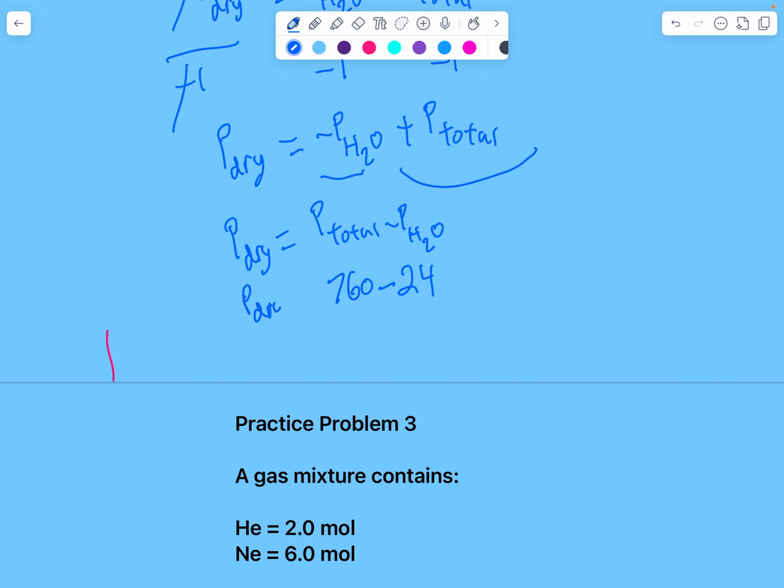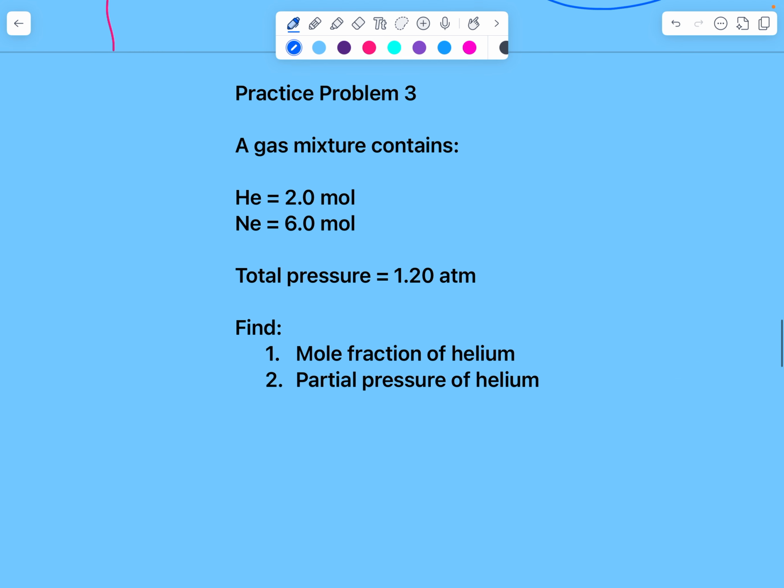So P dry equals 760 minus 24, which is 736 millimeters of mercury. Bam. Problem 3. A gas mixture contains helium, which is 2 moles, and neon, which is 6 moles, and the total pressure is 1.20 atm. Find the mole fraction of helium and the partial pressure of helium, okay?